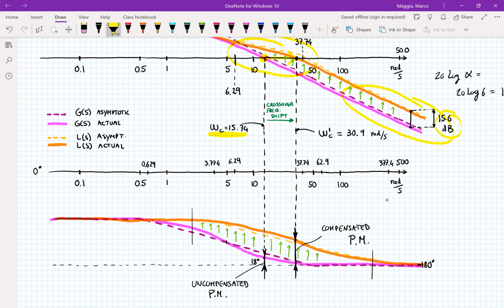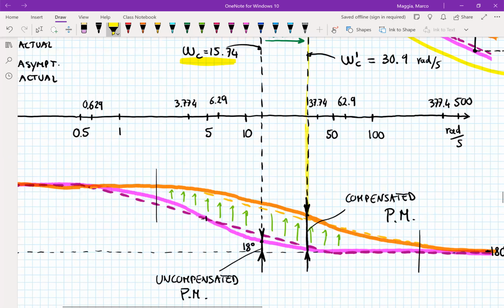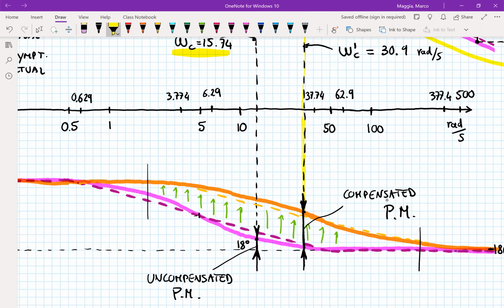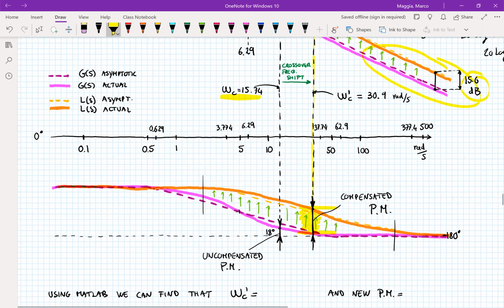However, we want the phase margin to be greater than 48 at our new crossover frequency, because that's where the phase margin is defined. We have to find the crossover frequency, 30.9, follow it all the way down until we hit the phase of our compensated system, and see if our new phase margin is actually greater than our requirement.